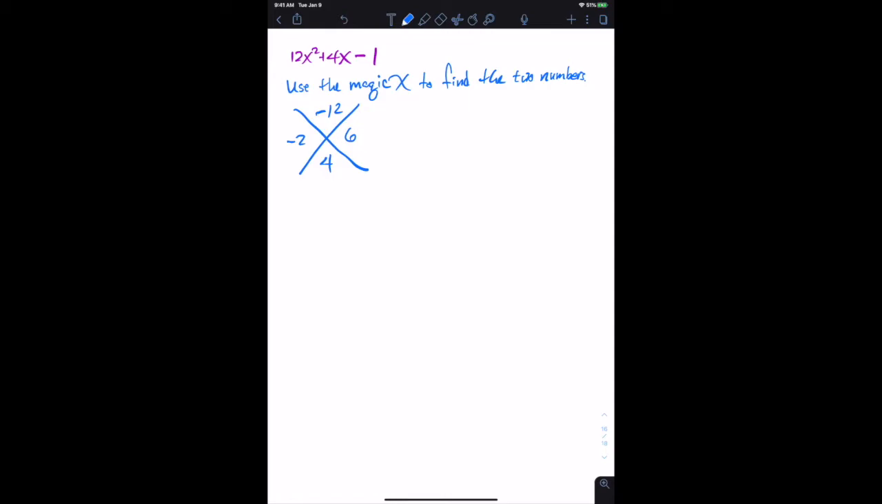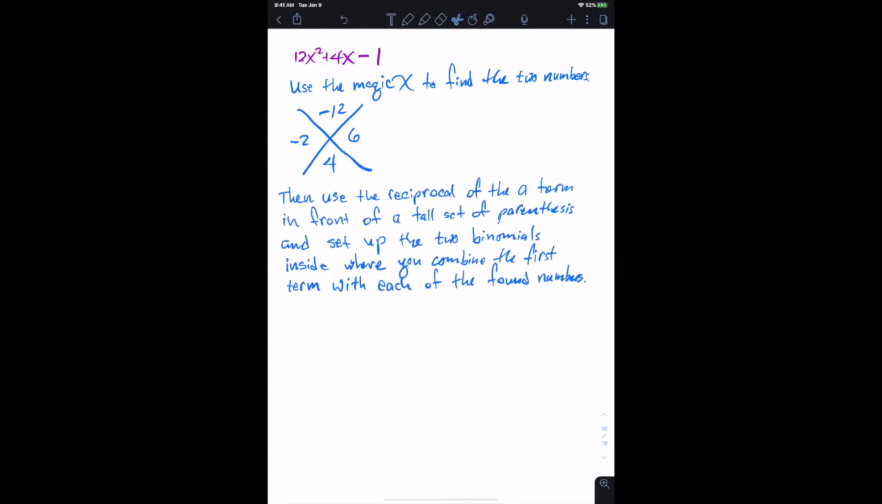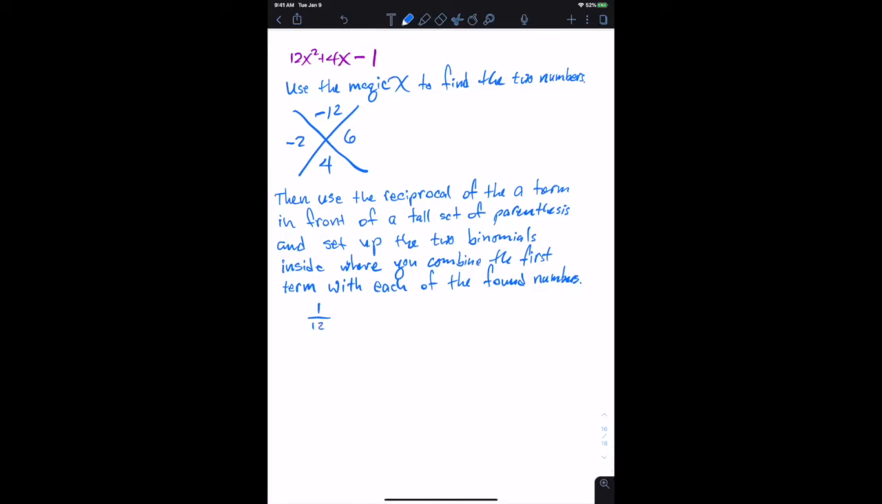Here's the new way to do this. The next thing to do is to use the reciprocal of the a term in front of a tall set of parentheses and set up the two binomials inside, where you then combine the first term with each of the found numbers. So I'm going to take the reciprocal of the a term, 1 over 12. I'm going to put a tall set of parentheses right here, and then I'm going to put the two binomials in, 12x minus 2 times 12x plus 6. Now remember, the -2 and the +6 come from what we found in the magic x. Then close the tall parentheses.